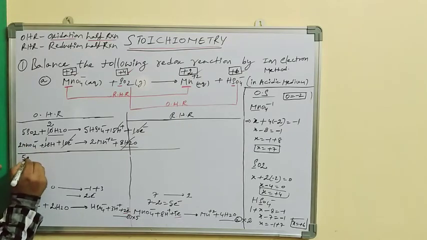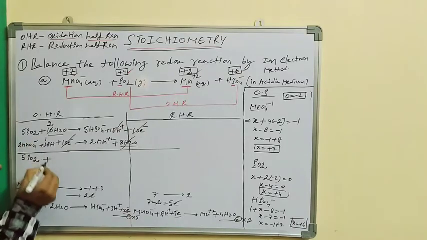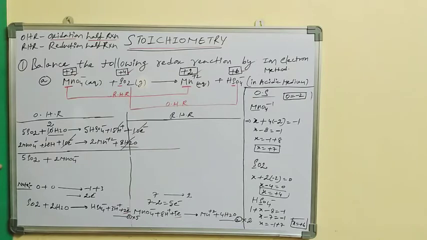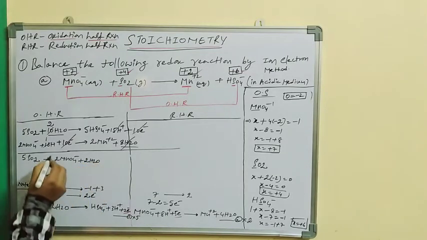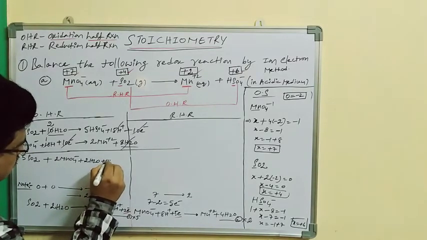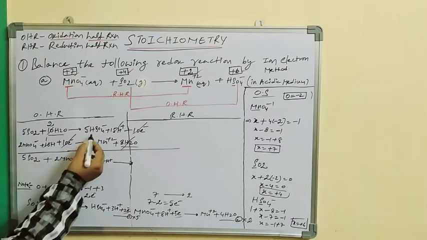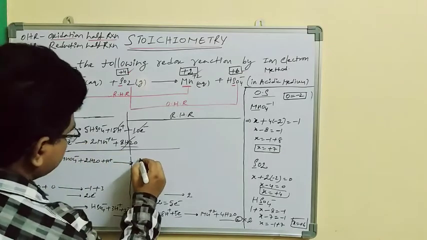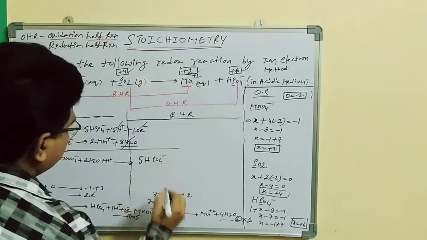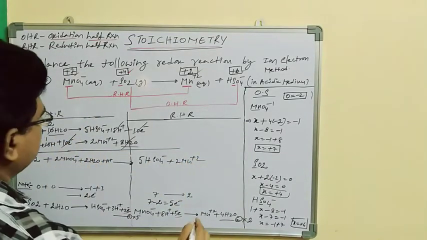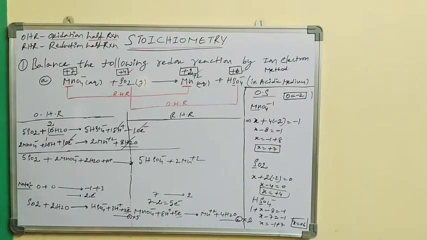First I am writing 5 SO2 plus 2 MnO4 minus plus 2 H2O plus 1 H plus, gives rise to, on the product side, 5 HSO4 minus plus 2 Mn 2 plus. Here no compounds are left. So this is the balanced equation.